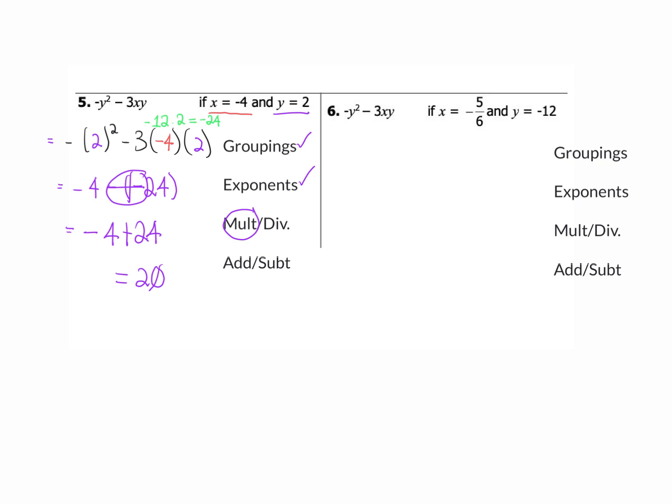Now we have the same problem, but with different numbers. All right, so x is -5, 6. So I'm going to rewrite that here. And then we have y is -12, so I'm going to rewrite that here. All right, so now we're going to use our order of operations.